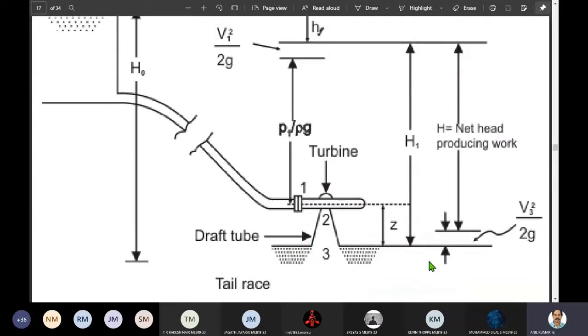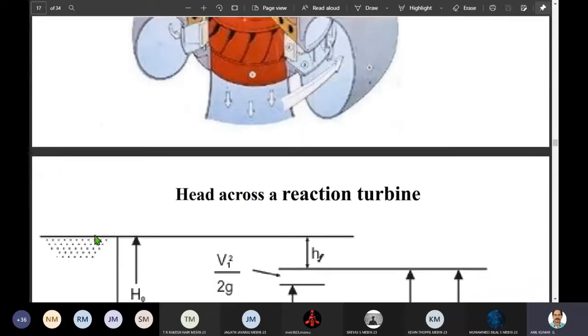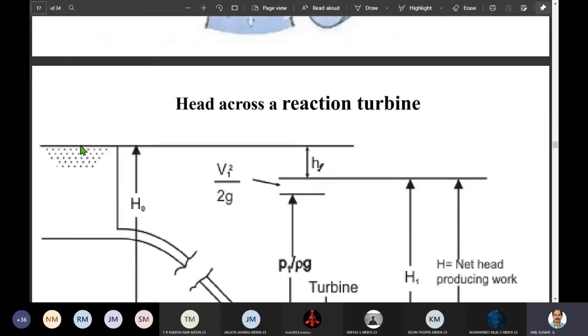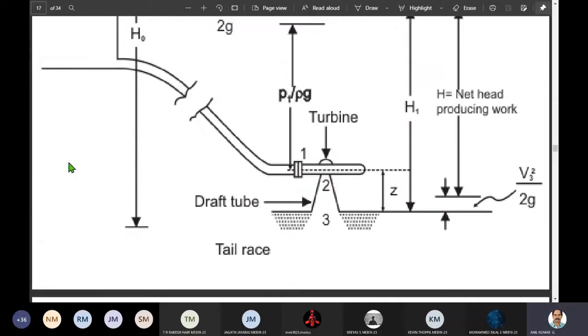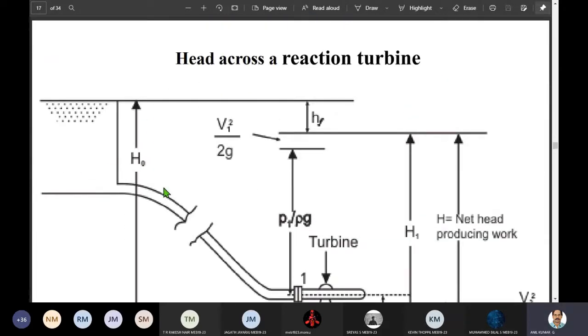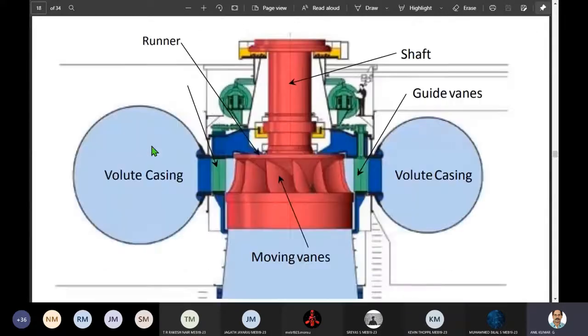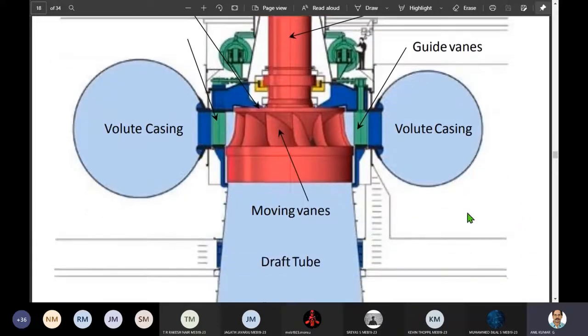And tail race is the place where water is discharged, and the water level in the dam, the water stored in the dam, that is the head race. And the effective gross head means the vertical height between the head race and the tail race. See, that is important. And the other, again, schematic cut section views of a Francis turbine.